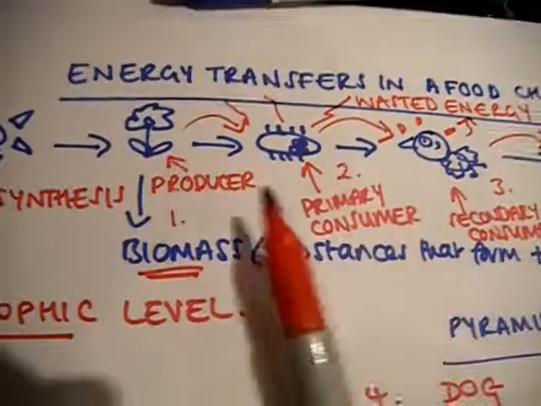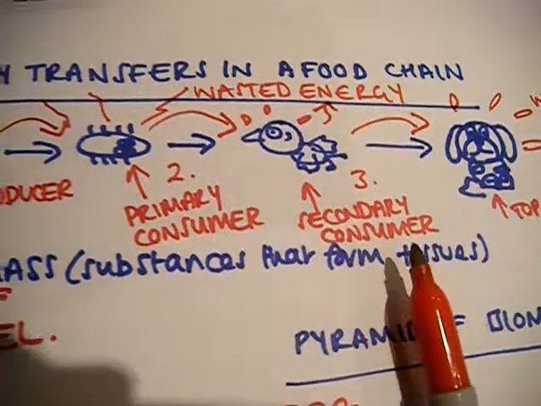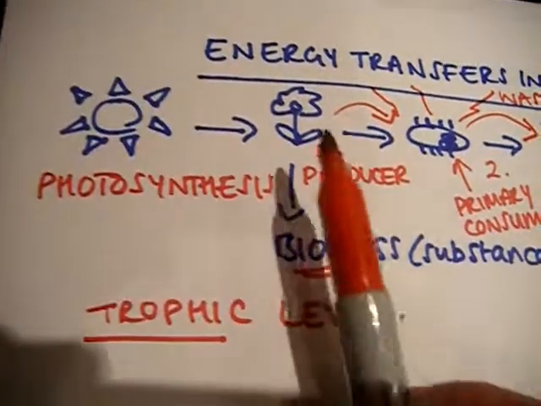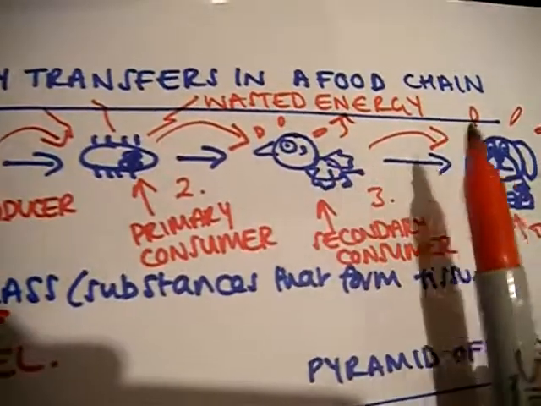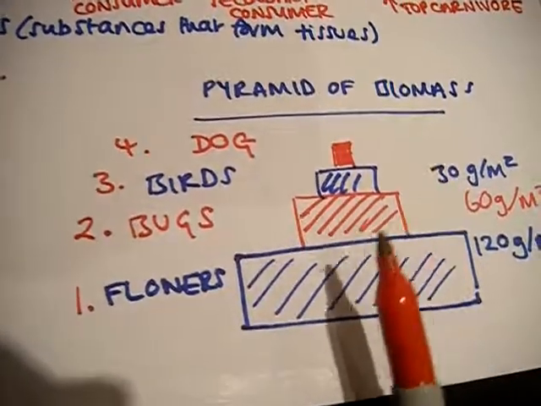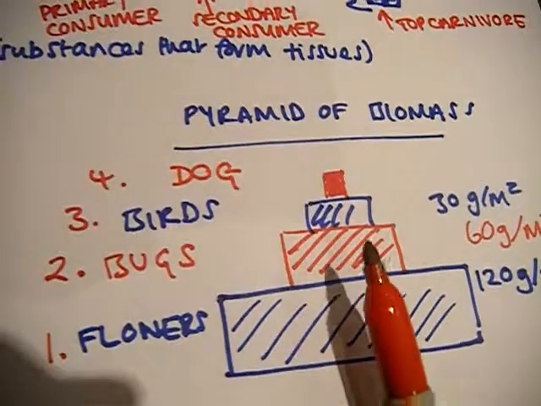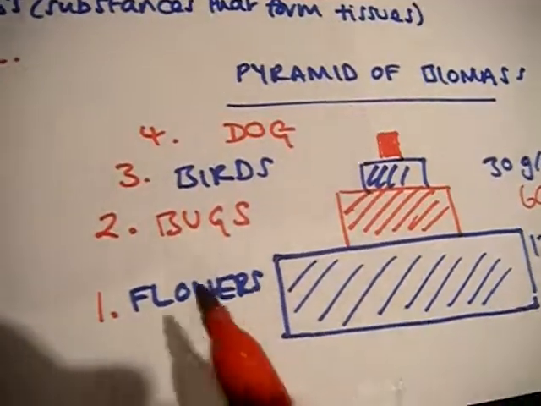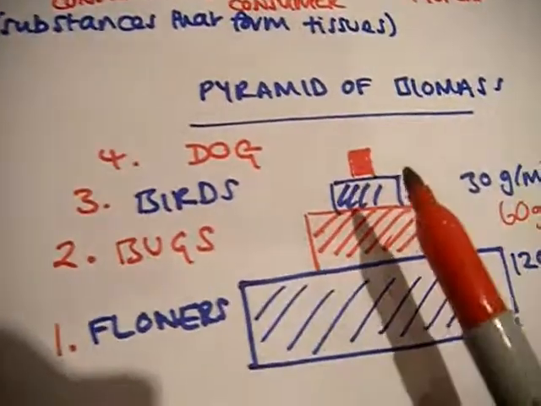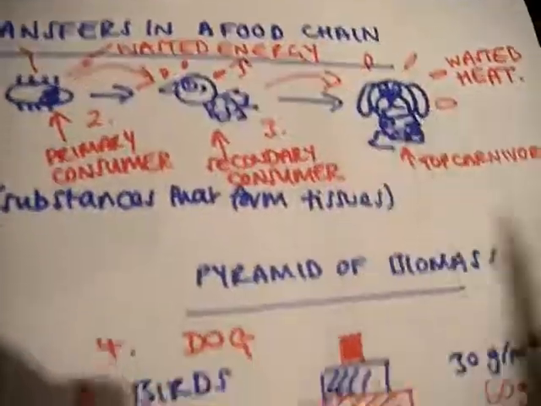We've also learnt some posh words like biomass, which is the science word for the weight of all the substances that form tissues. Trophic level, which is the first one, second one, third one, fourth one. And we've learnt how to make a pyramid of biomass, which is where you put these in order of weight. So you do your food chain. It doesn't always have to be this shape, it might be different. But this represents my food chain. So hopefully that makes a bit more sense.